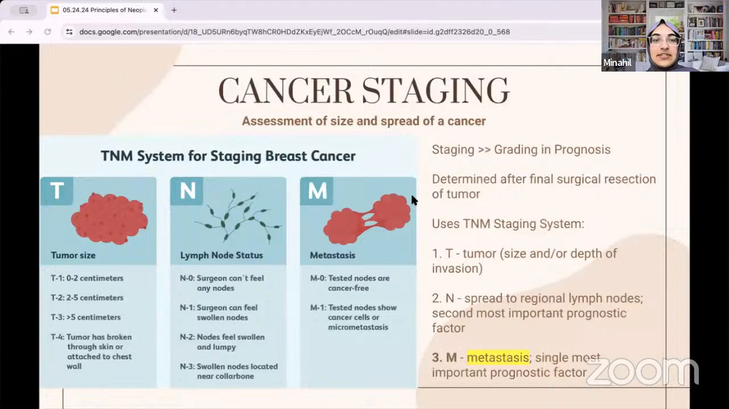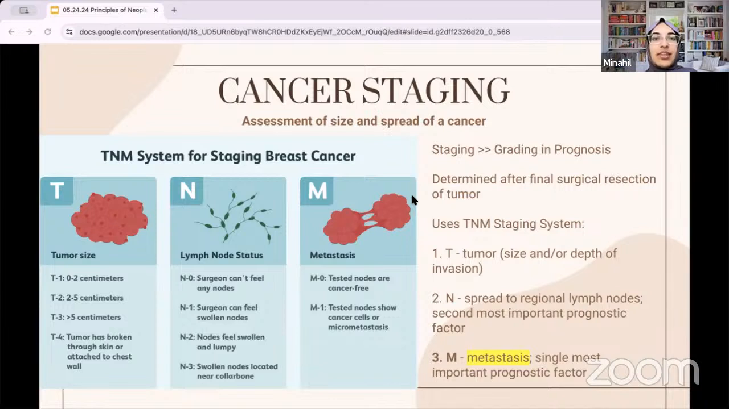And then there's cancer staging. Now, cancer grading and staging are different. Cancer staging assesses the size and spread of the cancer. This is a key prognostic factor, which is actually more important than the tumor grade itself. Staging is much more important than grading, primarily because of the system it uses, the TNM system. T stands for tumor size, N stands for node status, or spread to regional lymph nodes, which is the second most important prognostic factor, but primarily because of M. M means metastasis, which is the single most important prognostic factor, which is why I highlighted it in yellow.